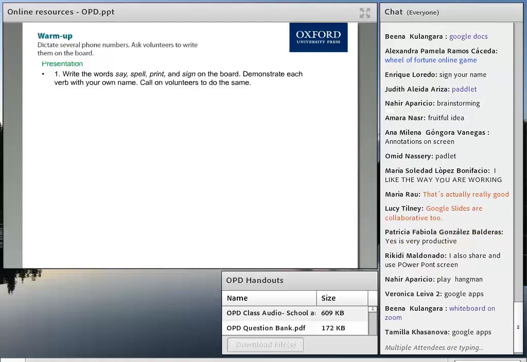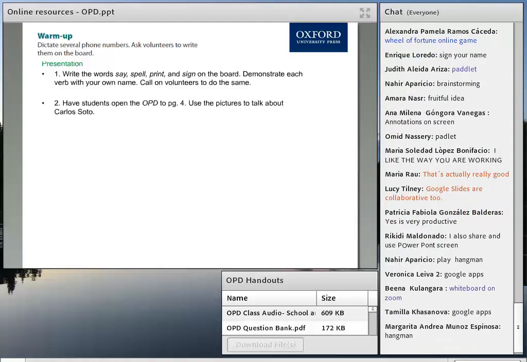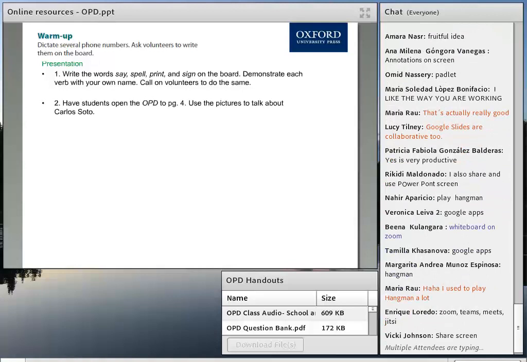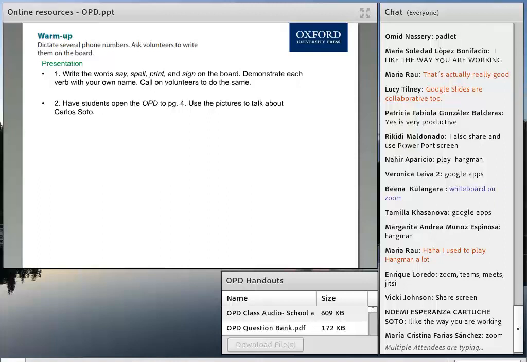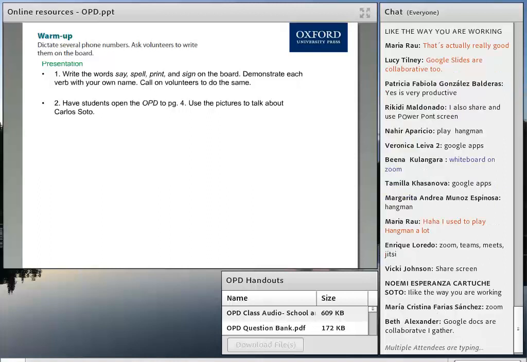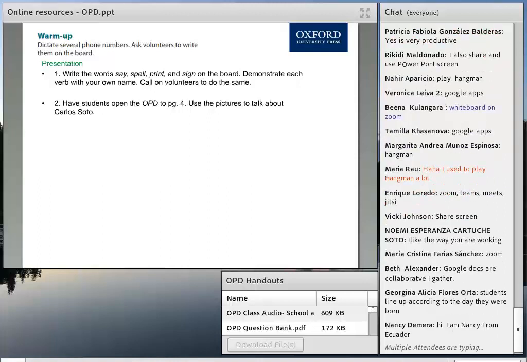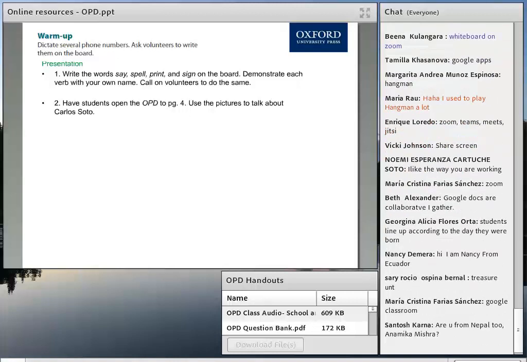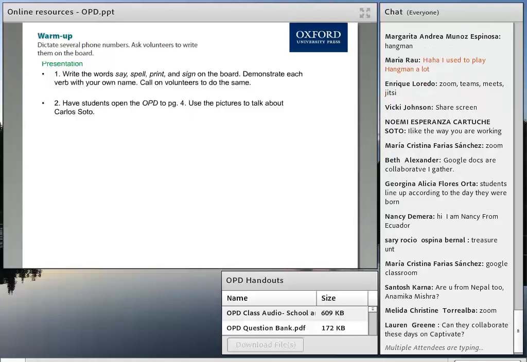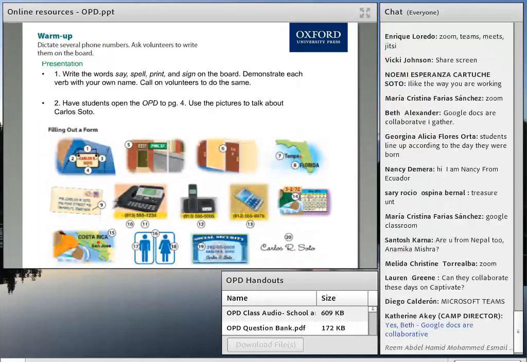So let's move forward. Now we want to have the students open up the actual book. We've presented some key vocabulary that will be necessary, and we've warmed students up. I'm really liking the responses you are offering. So now let's look at this part. We want to have students open up the OPD to page 4. Use the pictures to talk about Carlos Soto. So let's bring those pictures up.